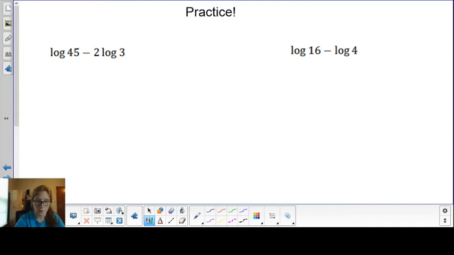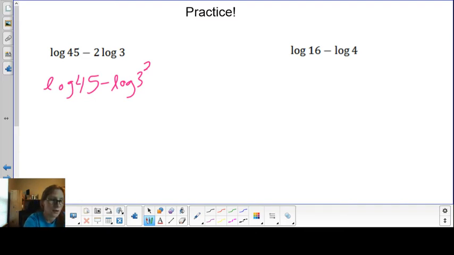Alright, first problem on the left. First, I see a coefficient, so I know coefficients turn into exponents. So I have log of 45 minus log of 3 squared. Well, what is 3 squared? It's 9. So I have log of 45 minus log of 9.